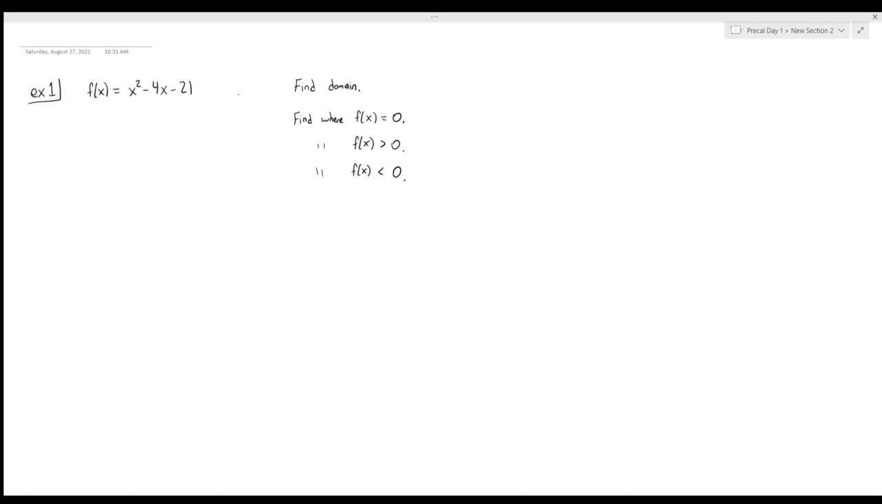Okay, so for polynomial functions, what's the domain of any polynomial function? You know what I mean by domain, I'm guessing? Yeah, go ahead and speak up or type in the chat. Okay. Yeah, so the domain of any polynomial function is all real numbers, right?